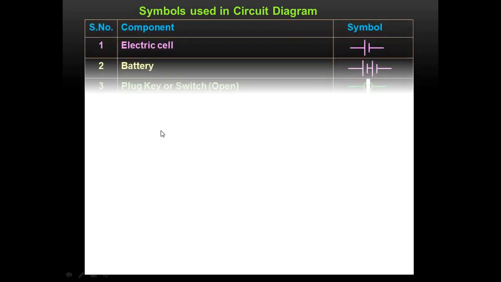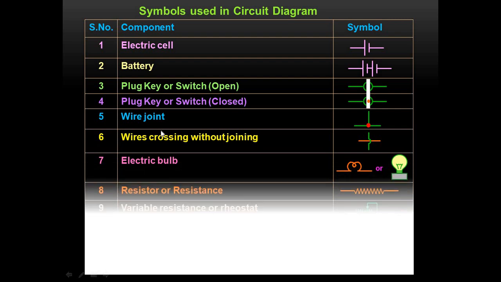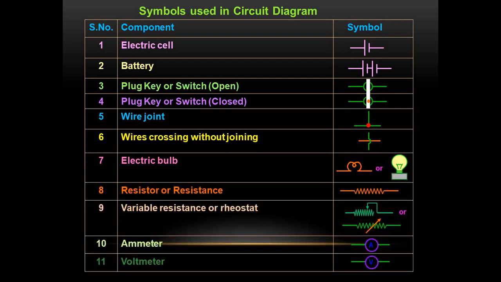Here are some symbols that we use in drawing a circuit diagram. So these are the symbols used in circuit diagrams. Just look at the circuit diagrams. Representation of the circuit diagram in different symbols has been given, like electric cell, battery, plug key or switch open, plug key or switch closed, wire joint, wires crossing without joint, electric bulb, resistor, resistance, variable resistor or rheostat, ammeter and voltmeter.